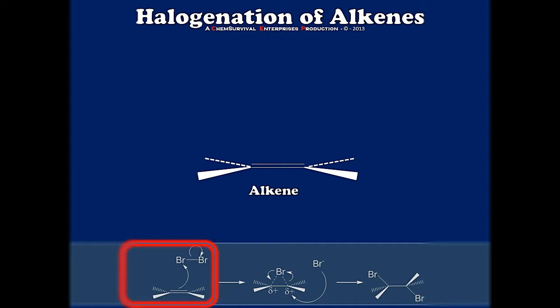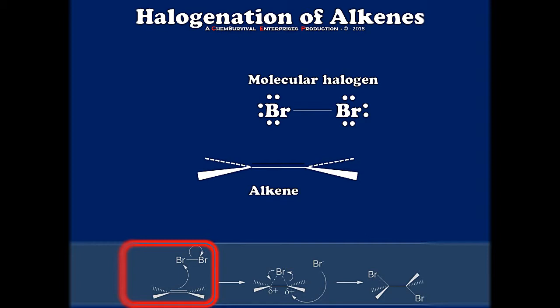So I picked a very simple alkene for my demonstration here. This would be 2,3-dimethyl-2-butene. And I've chosen a very symmetrical, very simple alkene so that we can focus on the details of the mechanism. And in another video we'll take a look at what happens when we have more complex alkenes. Now I'm going to halogenate my alkene using molecular bromine.